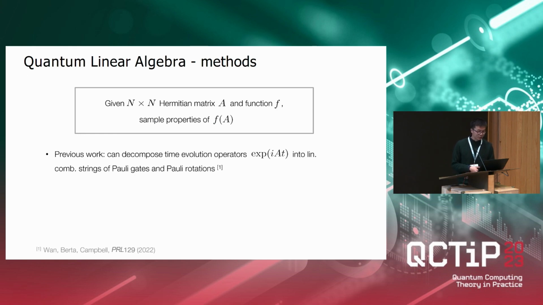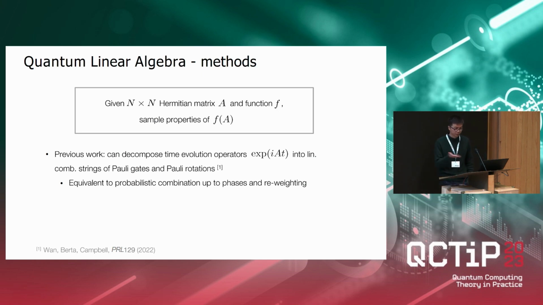So there's some previous nice work from Earl and Kiana, which decomposes time evolution operators into linear combinations of Pauli gates and Pauli rotations, right? And this is an interesting decomposition because it turns out that by increasing the number of Pauli gates and Pauli rotations, you can actually constrain the weight of this linear combination. And so this linear combination is equivalent to a probabilistic combination of gates up to some phase factors and some reweighting.